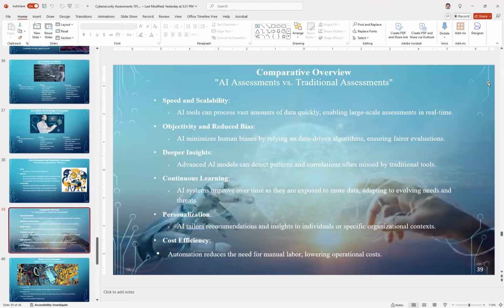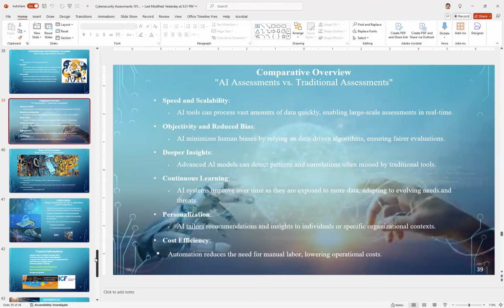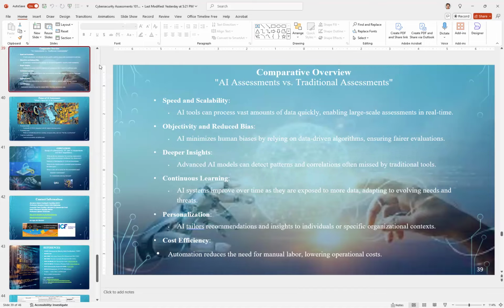Continuous learning: the AI systems improve over time. As they are exposed to more data, they learn, they adapt, they evolve, and they can see any threats that are coming down the road. And personalization: AI tailors recommendations and insights to individuals or specific organizational context. The cost efficiency is that automation will reduce the need for manual labor, lowering operational costs. But then again, we hear the same thing over and over again. AI is not going to replace people. It's going to replace people that don't use it.